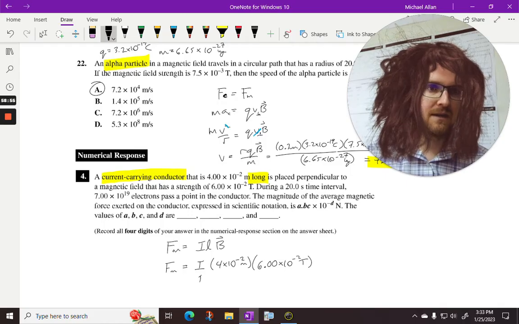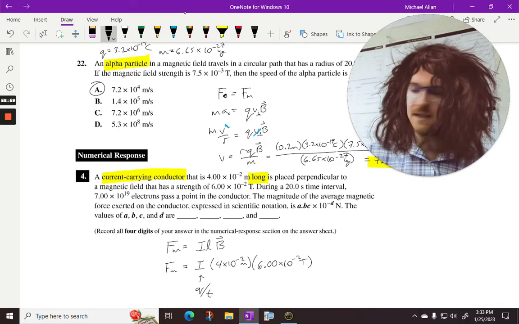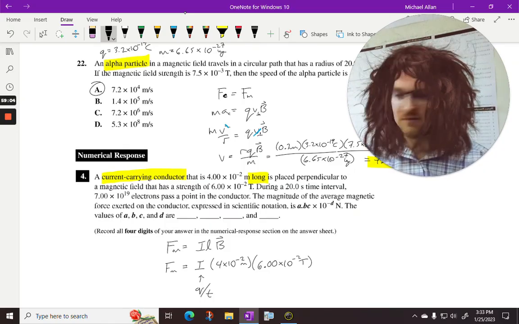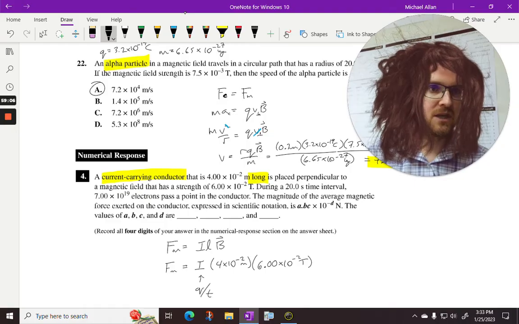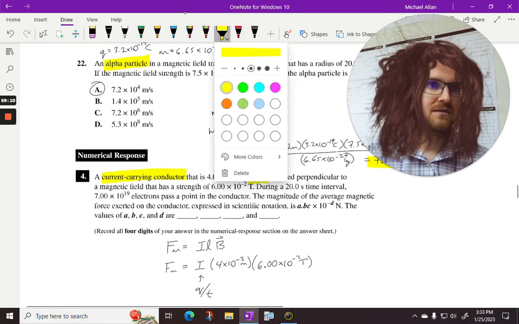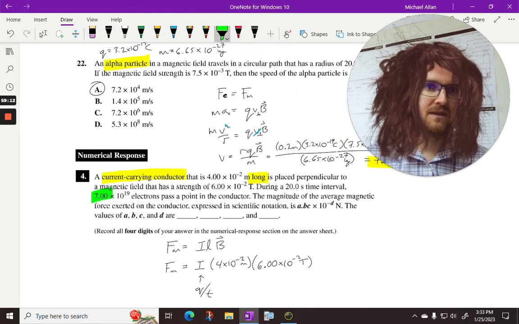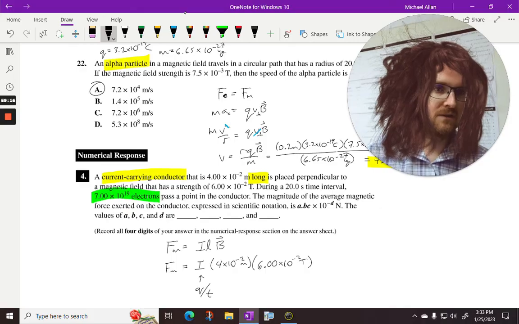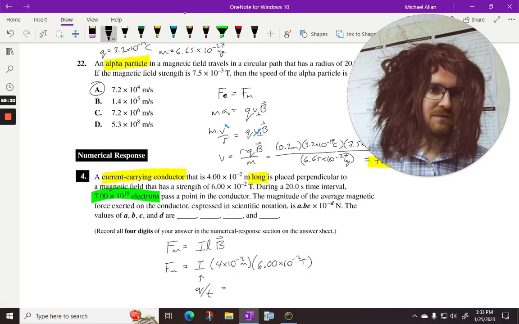Now, I is Q over T. All right, that's on your formula sheet. That's right beside that formula actually. But we got to find the charge. And right now we know that's this many electrons, right? So if I know it's this many electrons, I just have to find the charge of that electron. I know the time is 20 seconds. So the charge is going to be how many there are, times the charge of an individual electron.